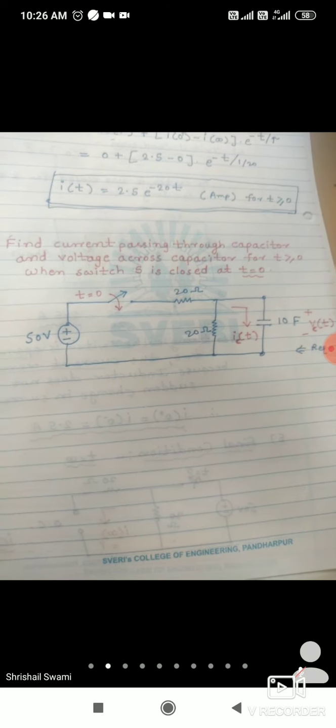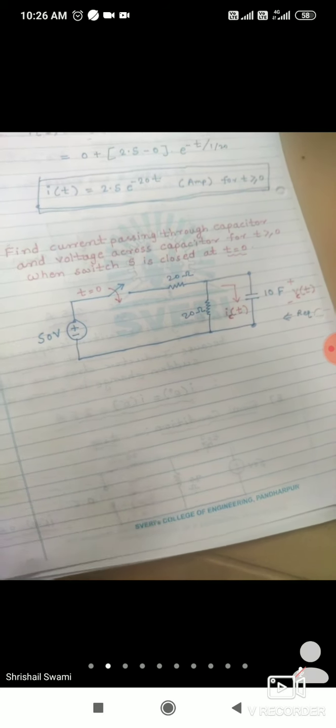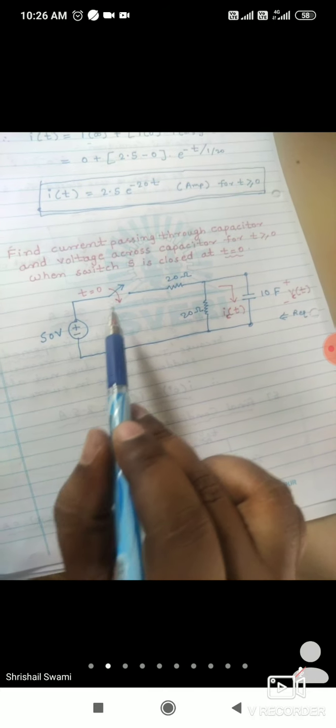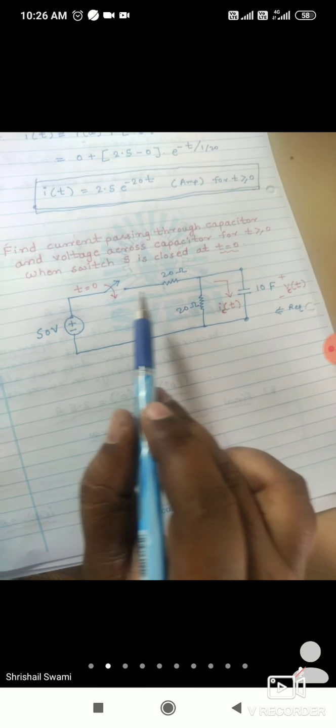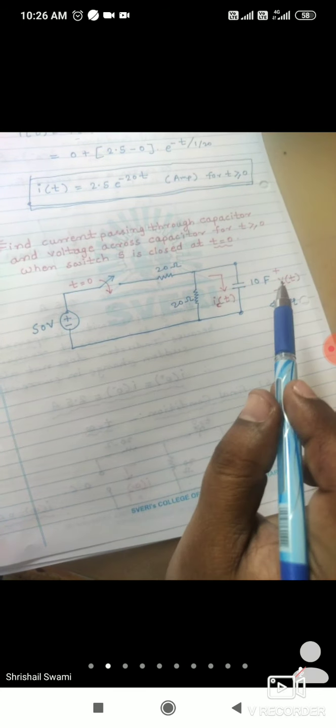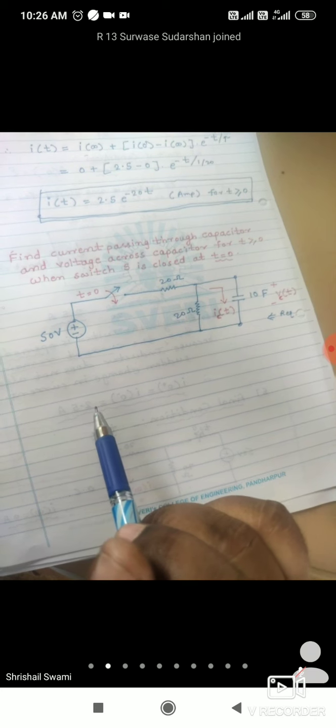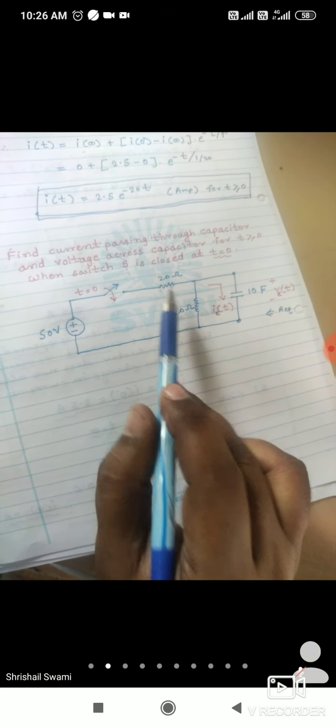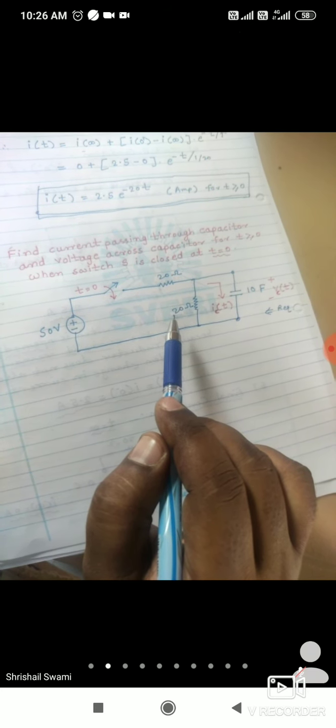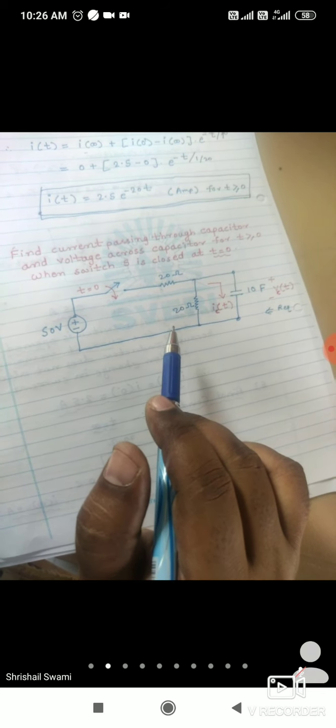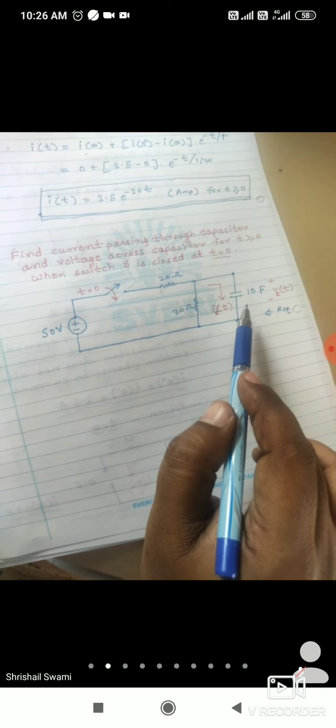It is connected parallelly. This is shorted, this switch is closed, which means shorted. So the 20 ohm and 20 ohm look like a parallel connection if you are observing from this side. So 20 ohm and 20 ohm in parallel means the value will come 10. So 10 is the R equivalent and the capacitor is 10 farad.